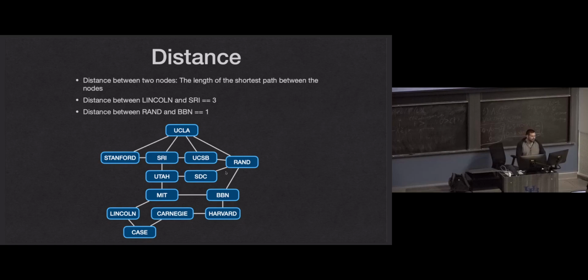RAND and BBN, they're connected by an edge. That's the shortest path you can get, just one hop and you're there. Distance 1 if they're connected by an edge. There is, well, a little bit short. I shouldn't have worded it that way.